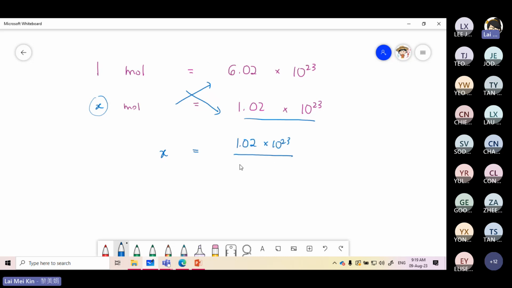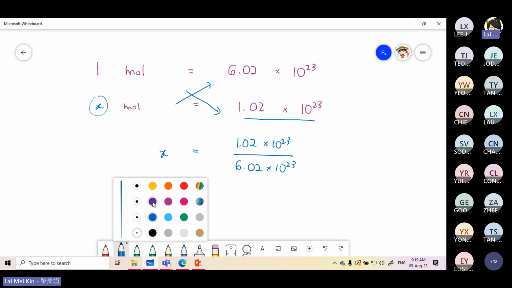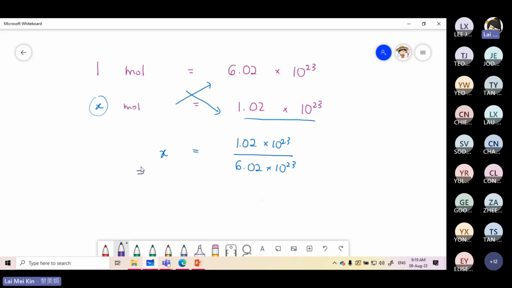23 divided by 6.02 times 10 to the power of 23. Okay, so this part here represents number of mole. To calculate number of mole, you can use how many particles that you have divided by your Avogadro's constant.